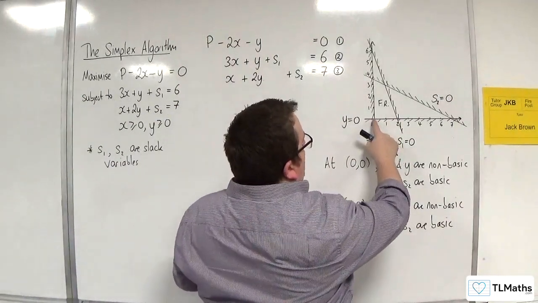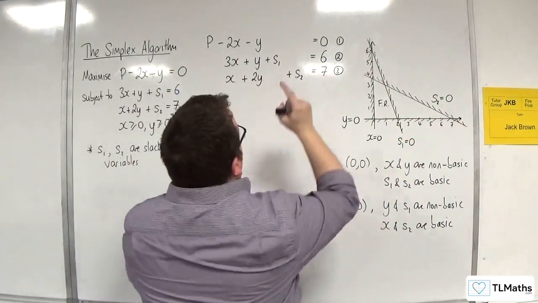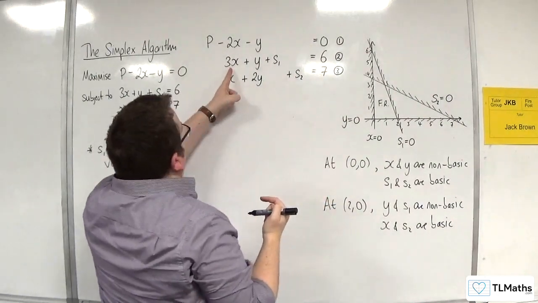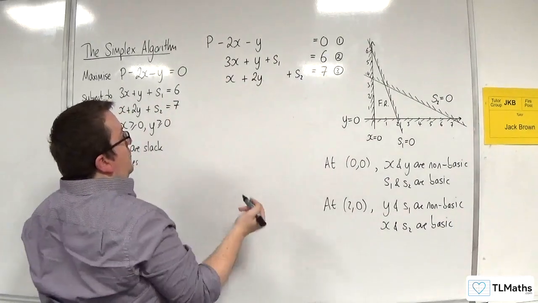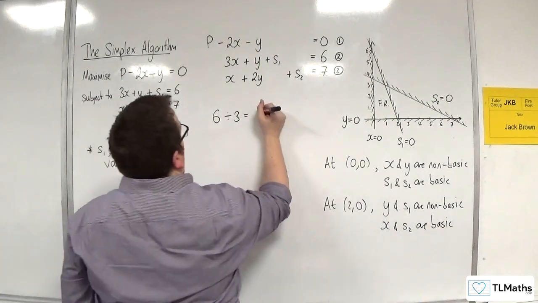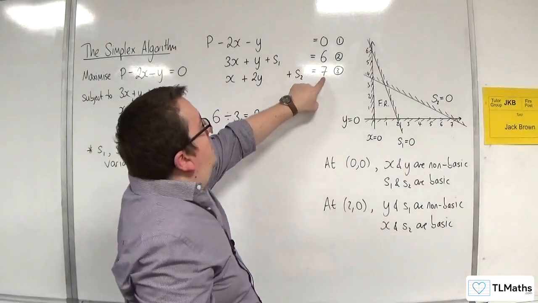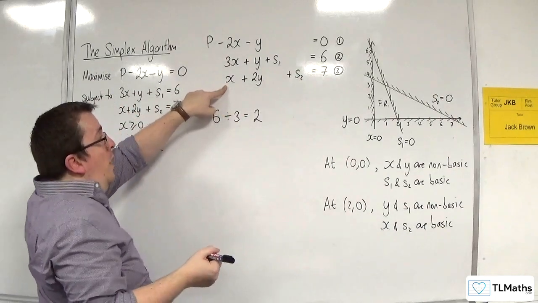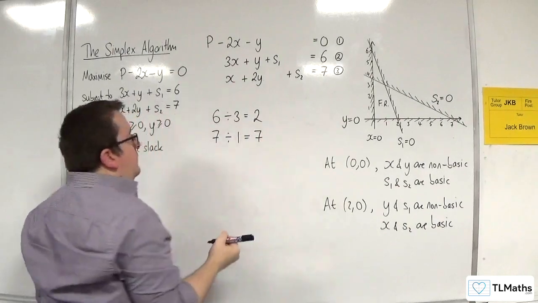Well, we need to figure out where that point is. So I figure that out by taking the right-hand value, 6, and dividing it by the coefficient of x that I have. So 6 divided by 3 is equal to 2. Okay? Or I'm going to have the right-hand side 7 divided by the x coefficient 1, which of course is 7.